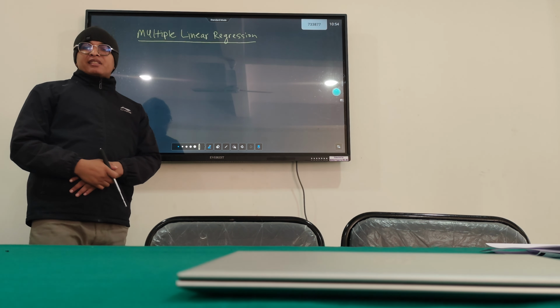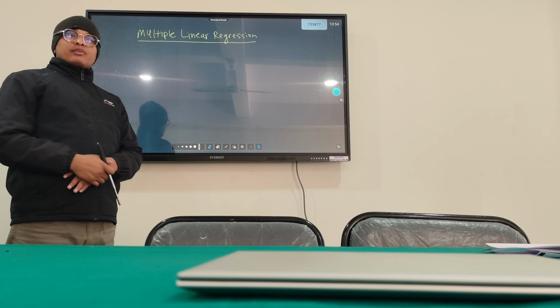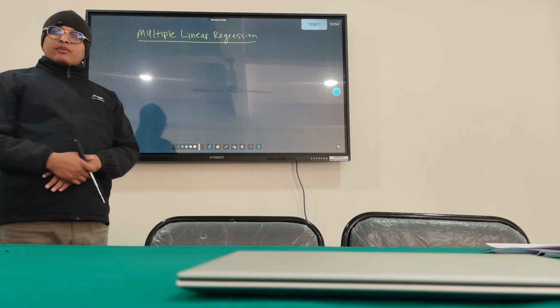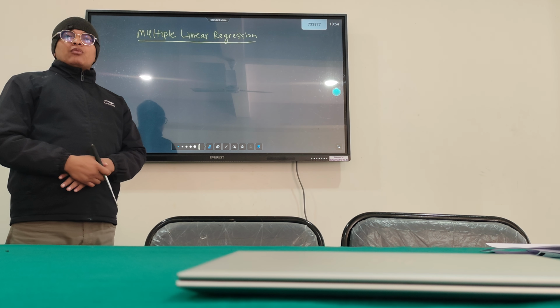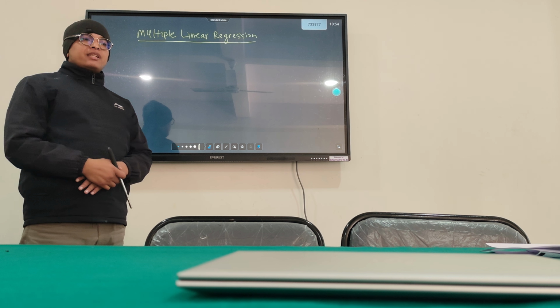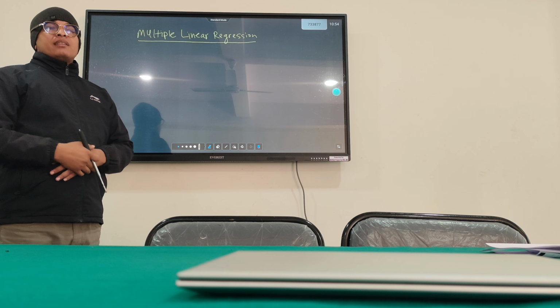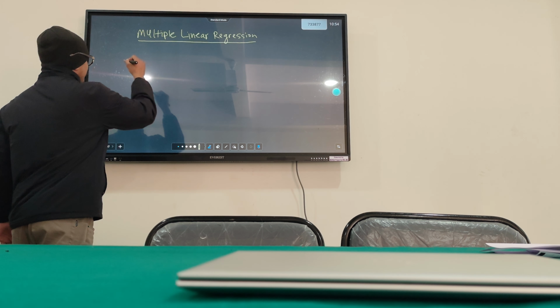So multiple linear regression means there is one continuous variable, as earlier in simple linear regression. In simple linear regression there is only one independent variable, but in multiple linear regression there is more than one independent variable. So you need to remember that. And we have certain conditions.